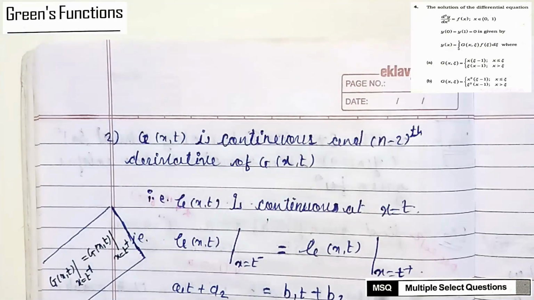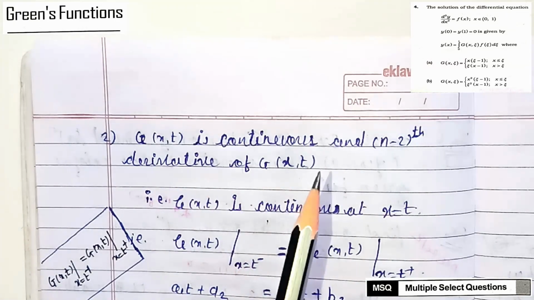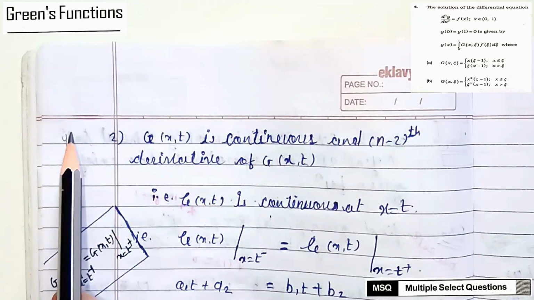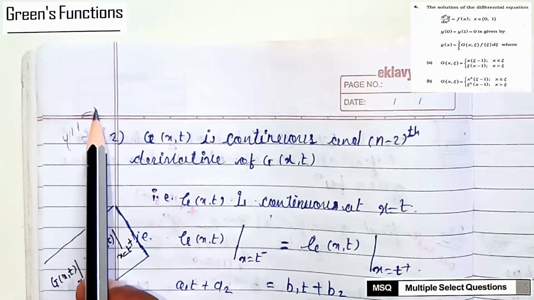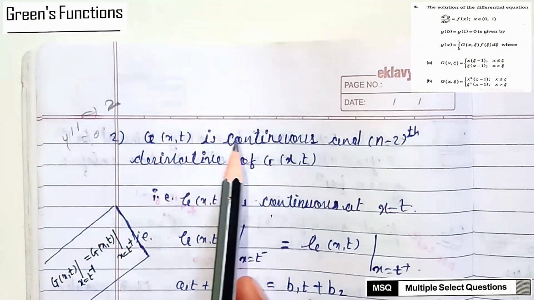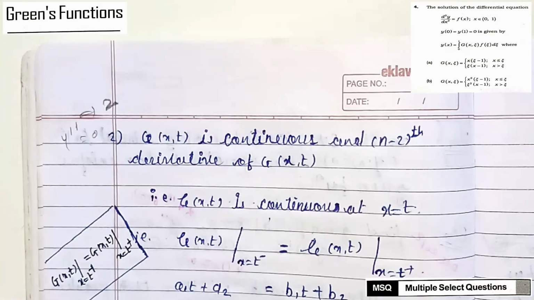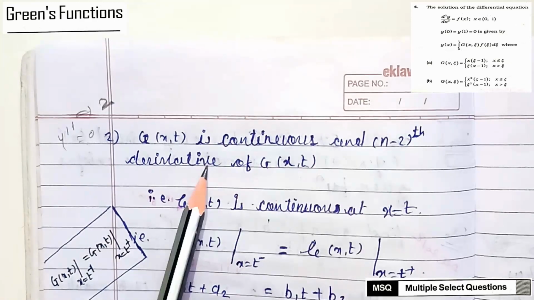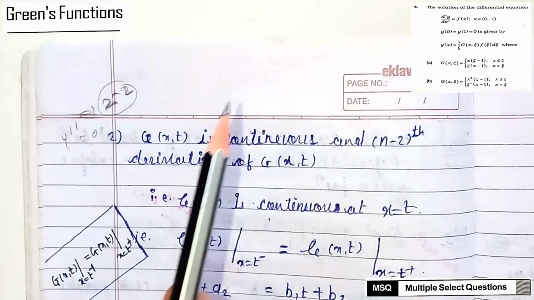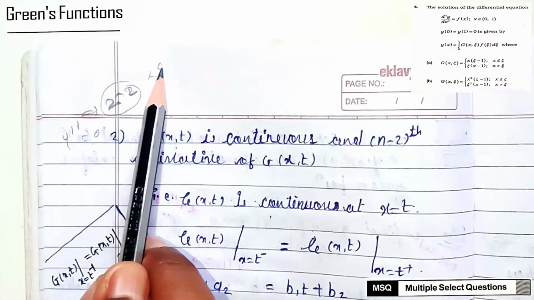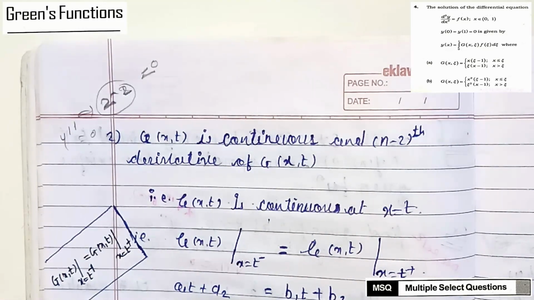Now in our second step, g of x,t is continuous up to the n minus second derivative of g of x,t. The n minus second derivative: we have y double dash here, which is equal to 0 in our function. Y double dash means two times differentiation, and we want the n minus 2 derivative, that means 2 minus 2 times differentiation. So 2 minus 2 means 0 times differentiation, which means we do not have to differentiate our Green's function.